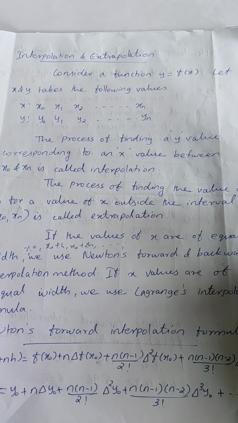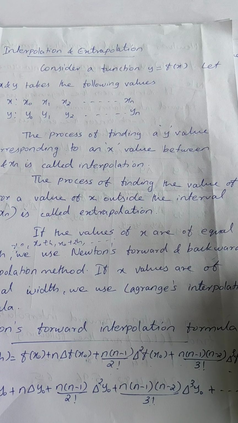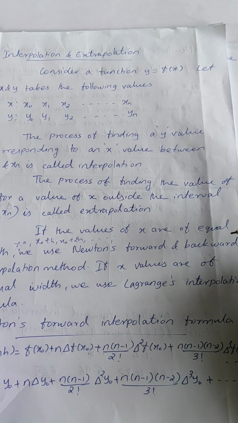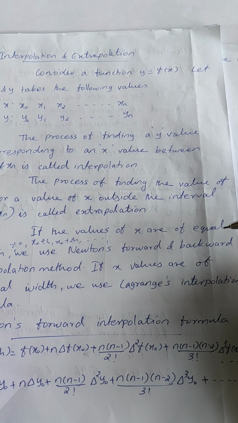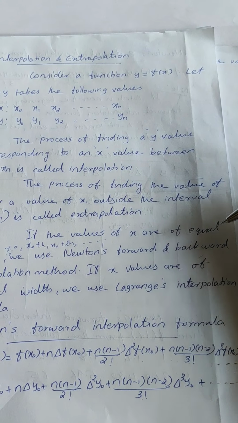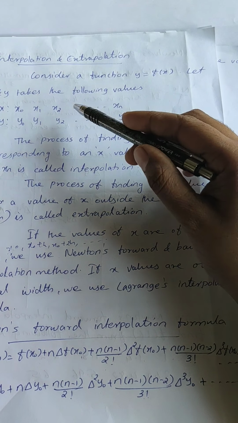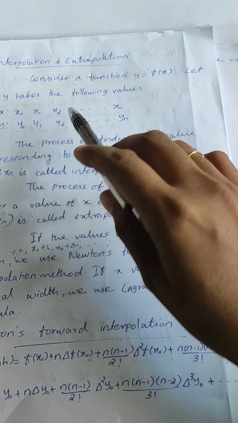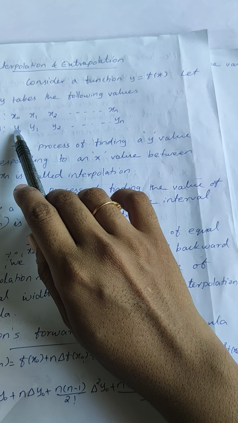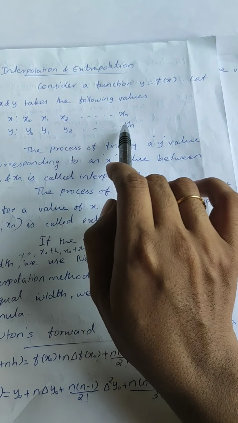Good afternoon all. Next we are going to Newton's forward and backward interpolation formula. Before that we have to know what is interpolation and extrapolation. Consider a function y equal to f of x. Let x and y take the following values x0, x1, x2, etc. xn, and the corresponding y values are y0, y1, y2, etc.